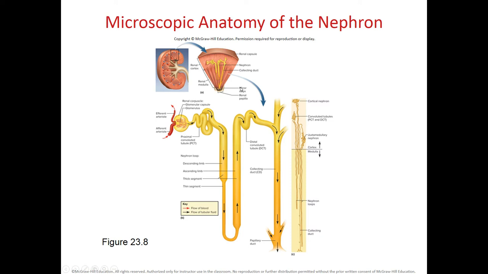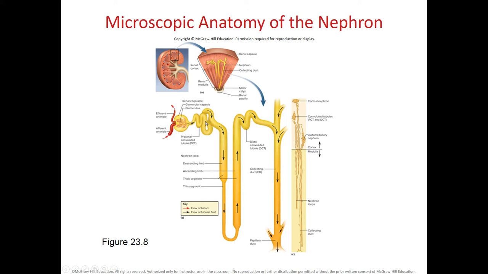So these are the components of the nephron. So we have this glomerular corpuscle, and then we have these tubules. Within this renal corpuscle, we have this double membrane, which is the glomerular capsule, and the actual podocytes.